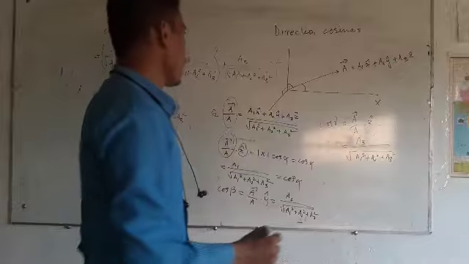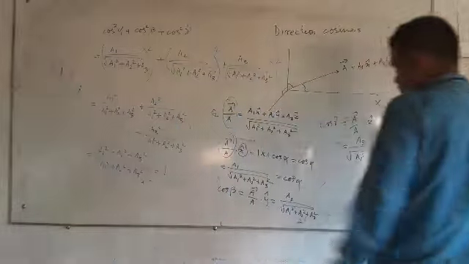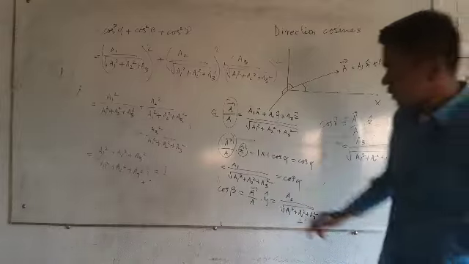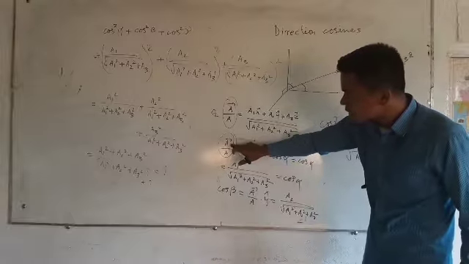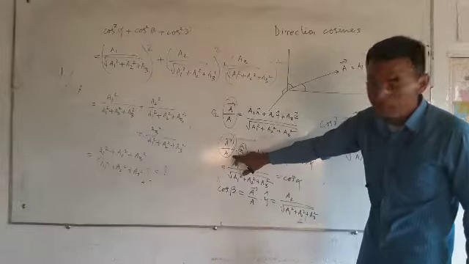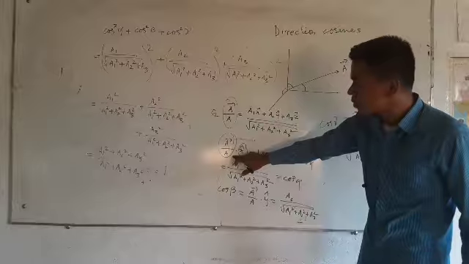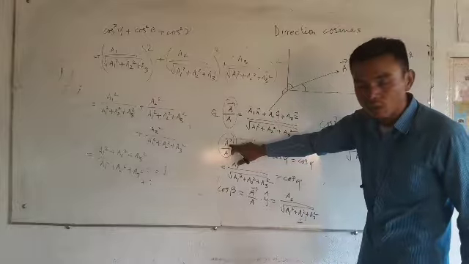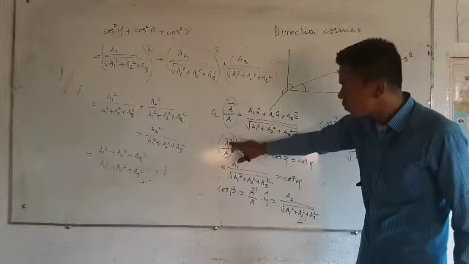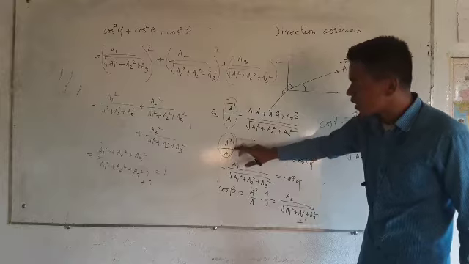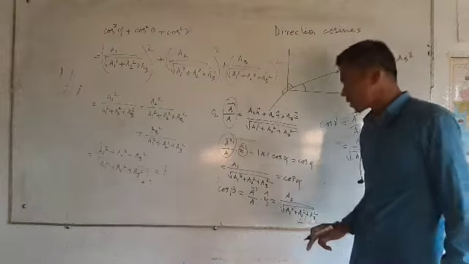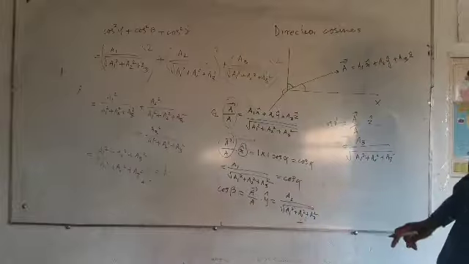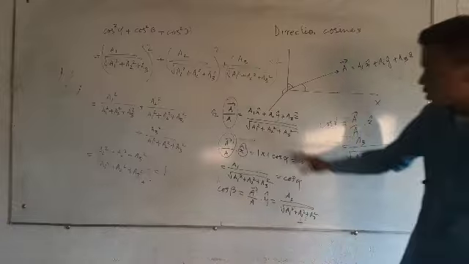Now, what is A vector divided by A? Dividing the vector by its magnitude yields a unit vector that points in the direction of the original vector. With that idea, we proceeded.